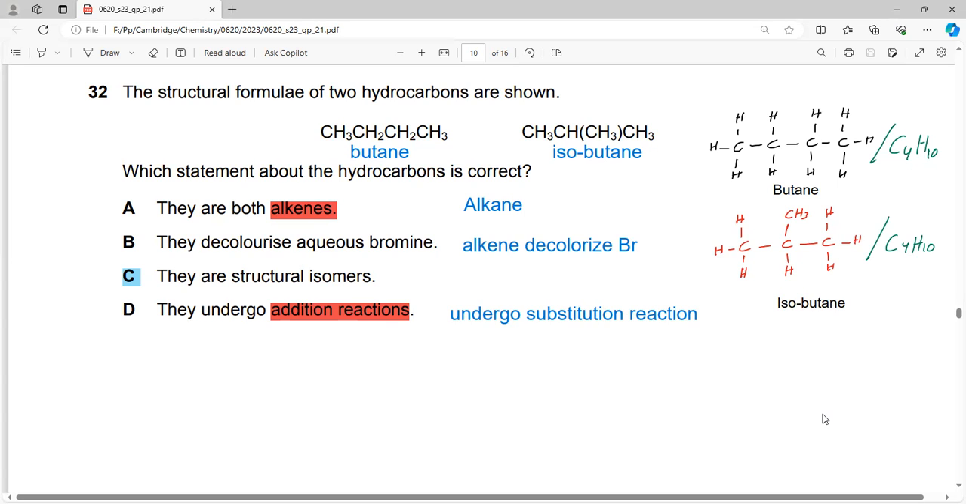Option D: they undergo addition reactions. It's not an addition reaction, they undergo substitution reactions. That's because they are saturated carbons, and every carbon has its valence shell fulfilled with single bonds. So they will not be involved in an addition reaction; they will go with substitution reactions. In an addition reaction, mostly if there's a double bond, then it is involved in addition polymerization. So here, C is our correct option.